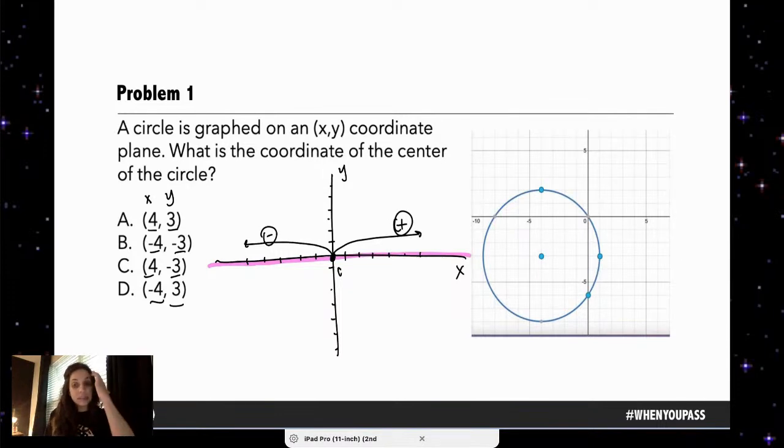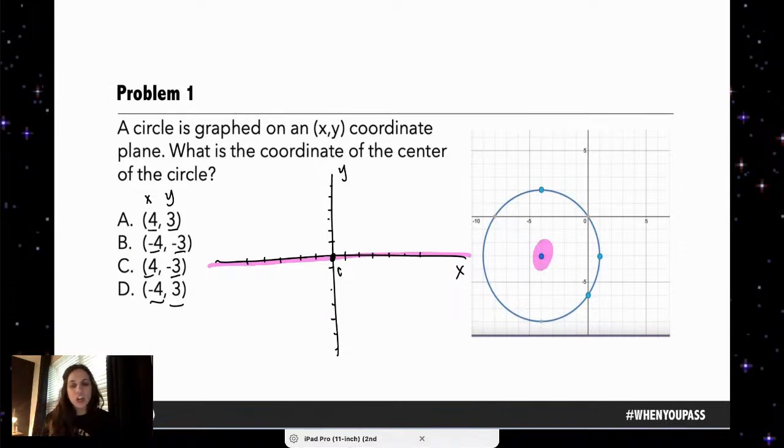Y is going to be similar. My positive values are going to go up, and my negative values are going to go down. That makes sense in our brain, right? So that said, when I'm looking at my center, it is right here.